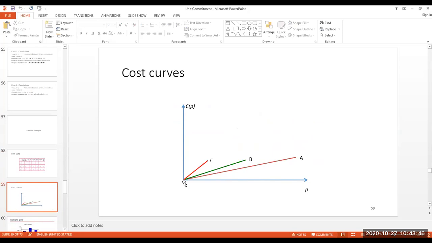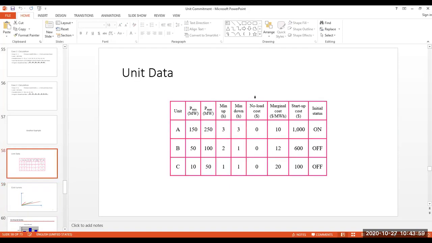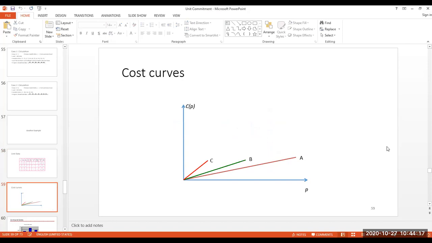Because they have 0 no load cost, they will start simply from 0. So when the no load cost is 0 and the generation is 0 for a certain unit, there is no associated cost. This is the graphical representation of these 2 blocks. You can see that the marginal cost of unit A is the lowest, so its slope will be the lowest, and C has the highest marginal cost, so the slope for that unit will be the highest. So clearly it can be seen from here.